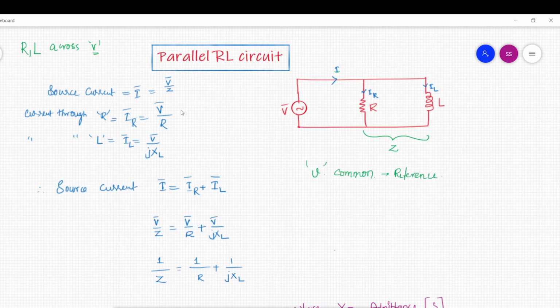Now we are going to find the current through the resistor, that is V by R, and the current through the inductor is V by JXL. Okay, so let us substitute them in the supply current, that is, the source current is I bar equal to the sum of these two currents. If you apply KCL here, you can find incoming current equal to outgoing current. Incoming current is I, outgoing currents are IR and IL. Okay, so let us substitute the values of IR and IL.